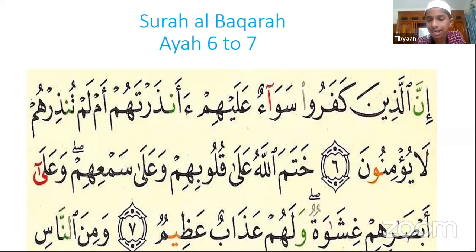So then innal ladina, the lam comes from underneath the tongue. We learned the makhraj. Innal ladina kafaru, ka is wrong.